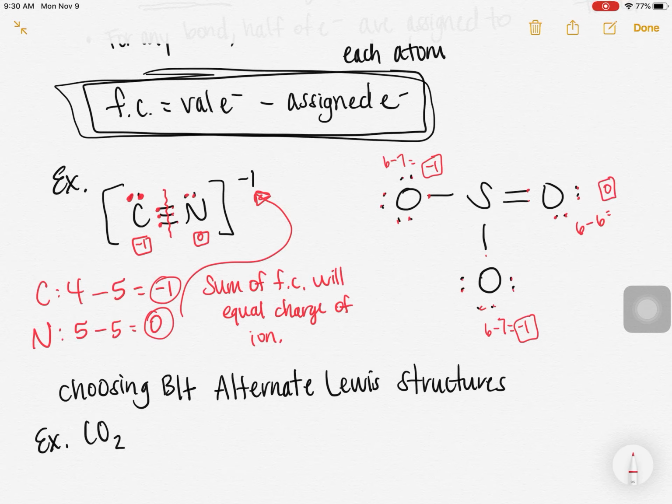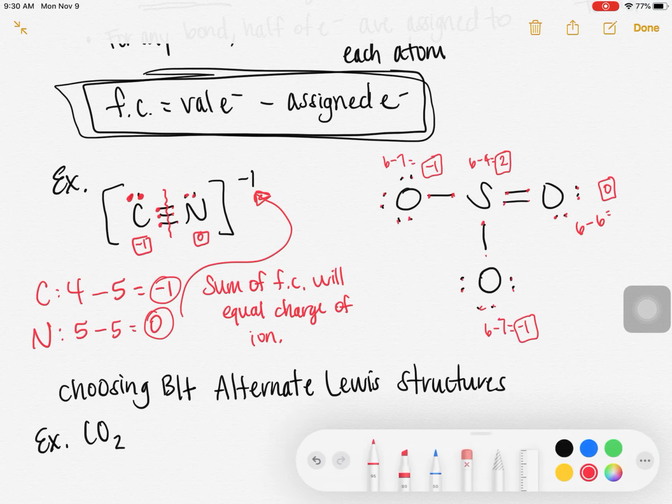And then sulfur also has 6 valence electrons. And in this case, sulfur's only got 1, 2, 3, and 4 assigned, giving sulfur a formal charge of +2. Again, based on what I just said, if you take formal charges of +2, -1, -1, and 0, they add to 0, which is the charge on this whole molecule, so I know I'm correct.